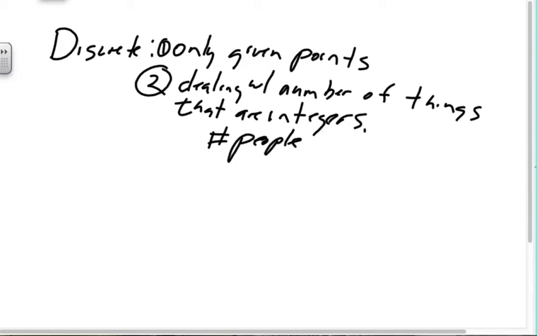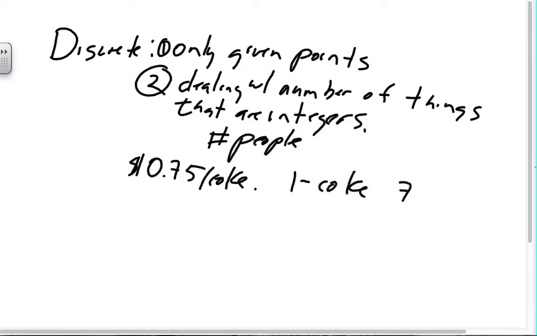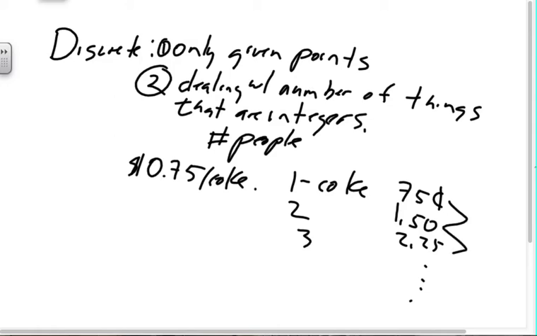You can't have a partial number of people. Another example would be, say you found a Coke machine and it costs 75 cents per Coke. So one Coke is going to be 75 cents. Two is going to be $1.50. Three is going to be $2.25, and on and on. This is discrete because only multiples of 75 cents are possible.